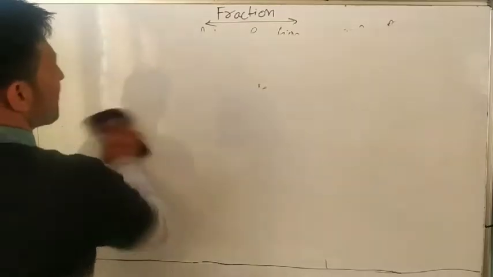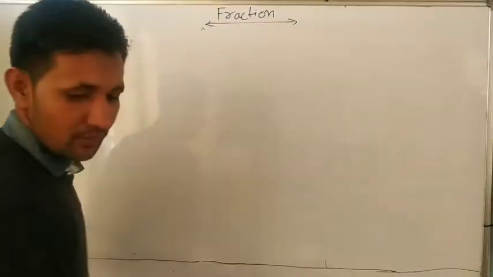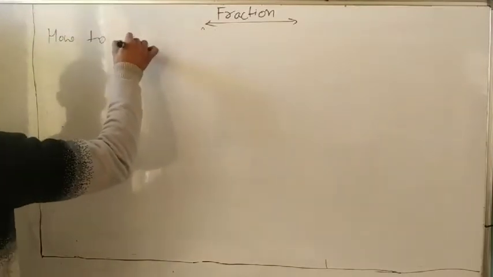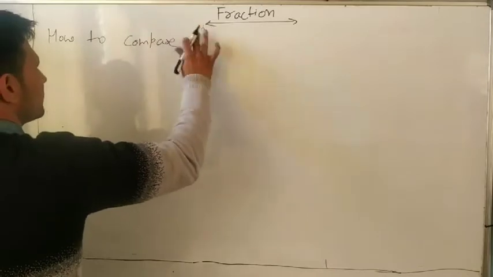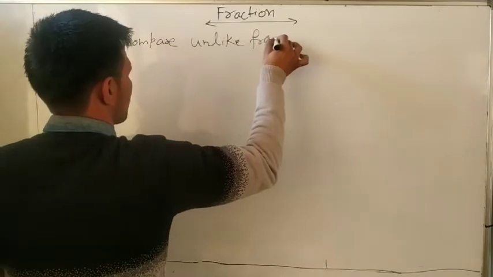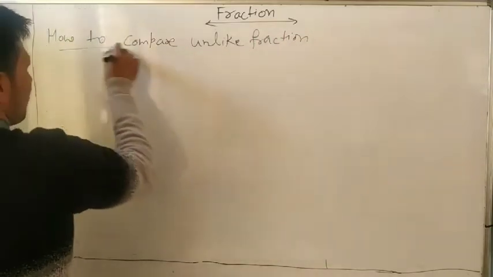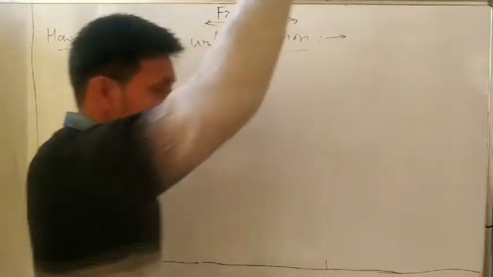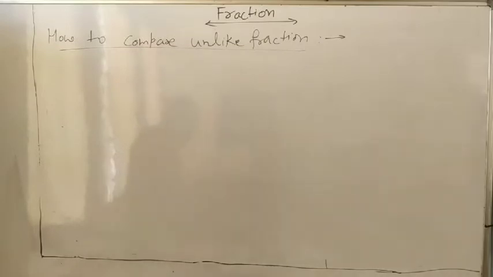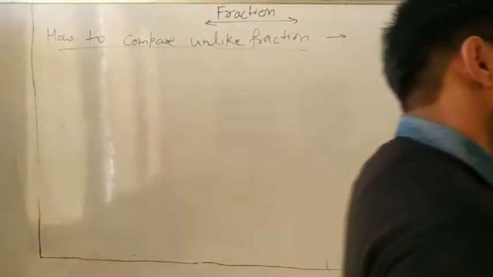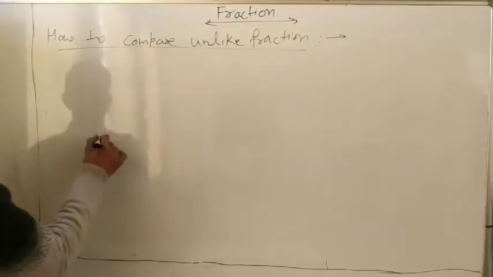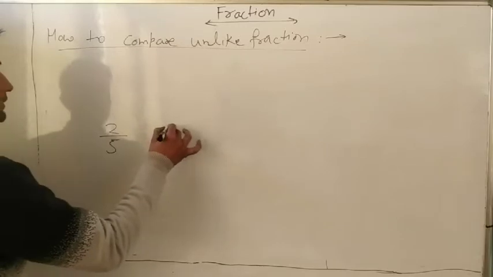Now how will we compare unlike fractions? Very important, this one. Everyone knows what an unlike fraction is? Unlike fractions are fractions that have different denominators, like this one, 2 by 5 and 3 upon 4.